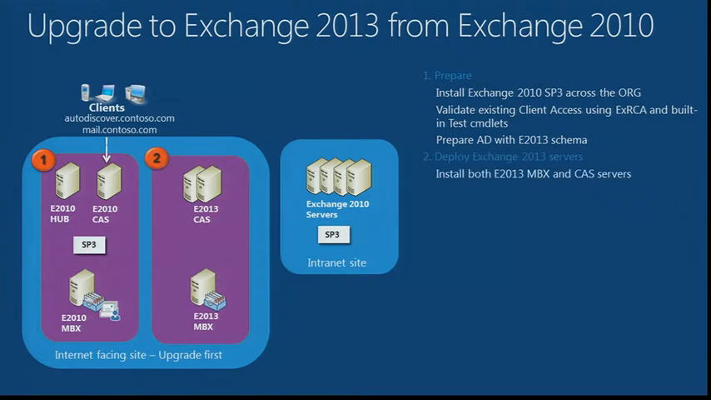So once you've done that, now you're ready to deploy your Exchange 2013 servers. And of course, that means deploying both CAS and Mailbox for your first installs. Now, historically, with 2007 and 2010, we always wanted you to install the Client Access role first. In 2013, we always want you to do the Mailbox role first.